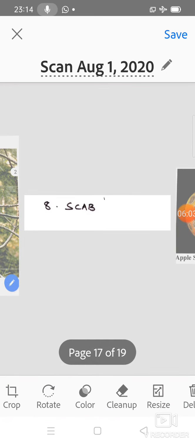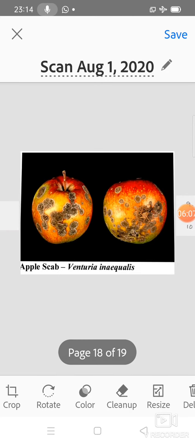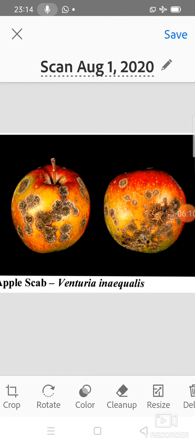The eighth symptom is scab. Here we can see the diagram of scab, apple scab. Localized lesions on the host, fruit, leaves, tubers and other plant parts. These infections result in a rough crust-like area on the surface of the host. Here we can see the rough area. Example, apple scab and pear scab.